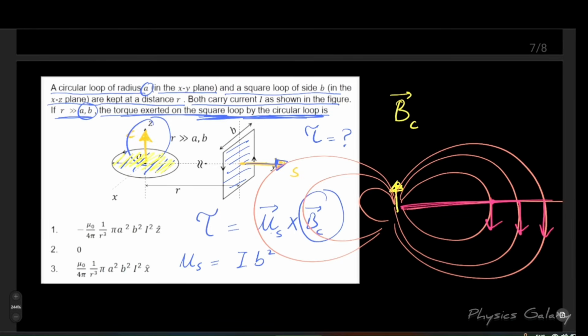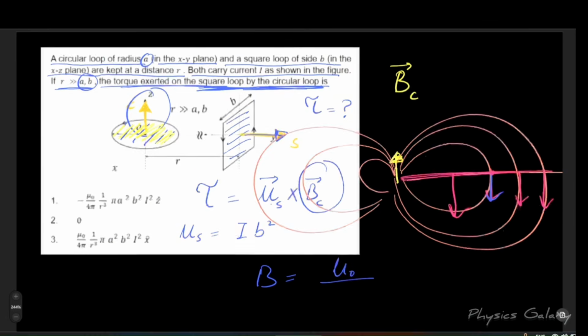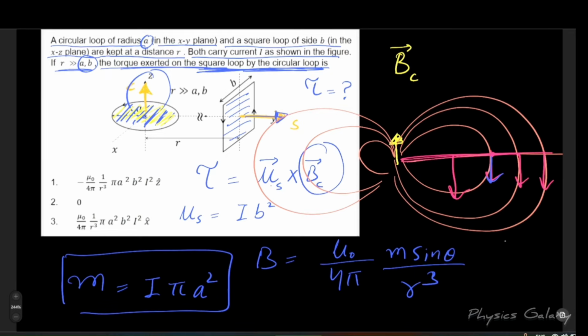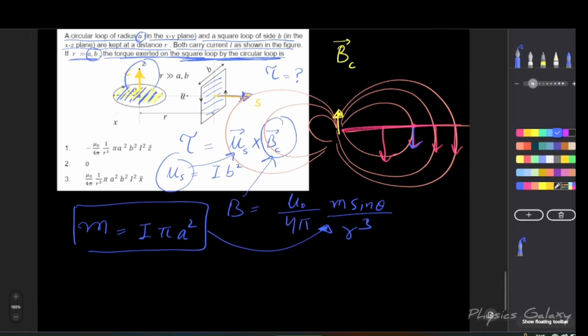So magnetic field will be pointing downwards, and its magnitude will be given by, there will be no radial component, mu naught by 4 pi m sine theta divided by r cube, right? Where m is the magnetic moment of this circular loop, that is equal to I times pi a square. Now we have to substitute m here, and then we have to substitute mu S and B here. So let's substitute and get the final answer.